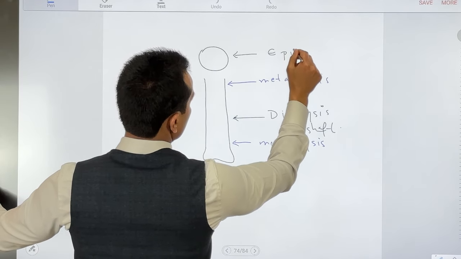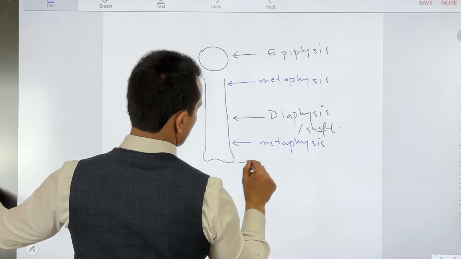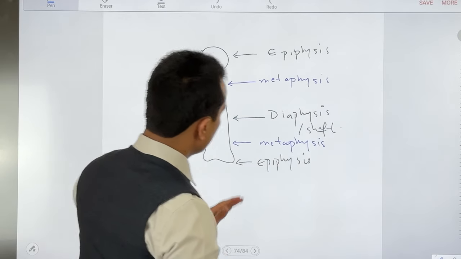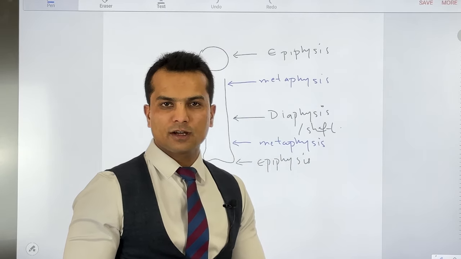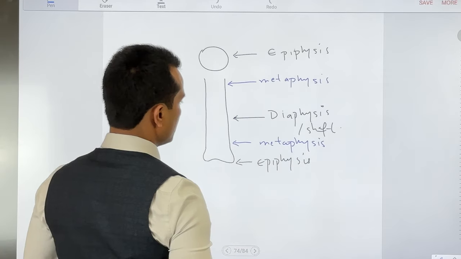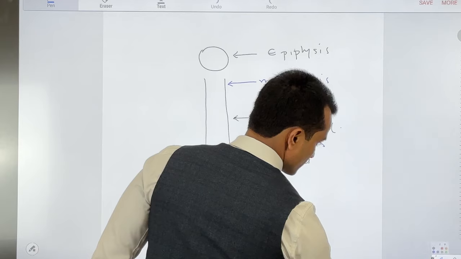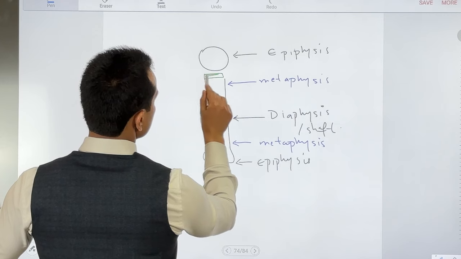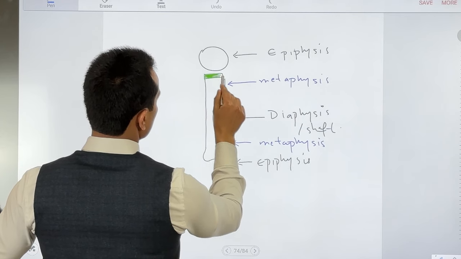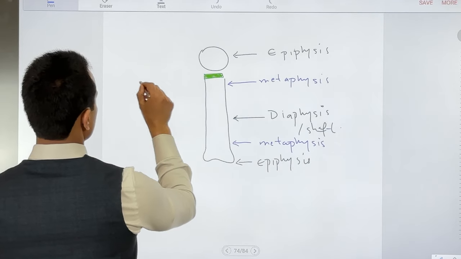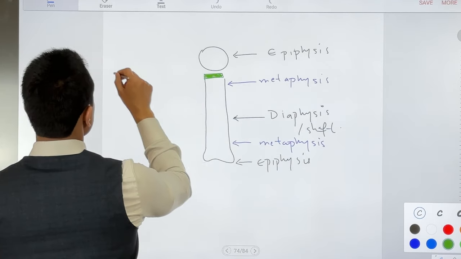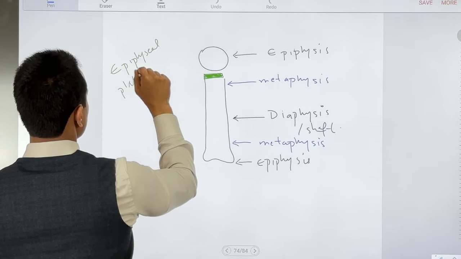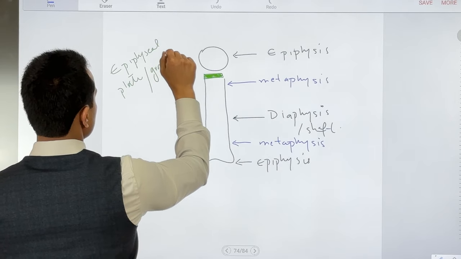Here is your epiphysis, and this is also your epiphysis. I have told you that the metaphysis is also called the epiphyseal end of the diaphysis, this shaft is the diaphysis, and this is the epiphysis. This is your growth plate, also called the epiphyseal plate.